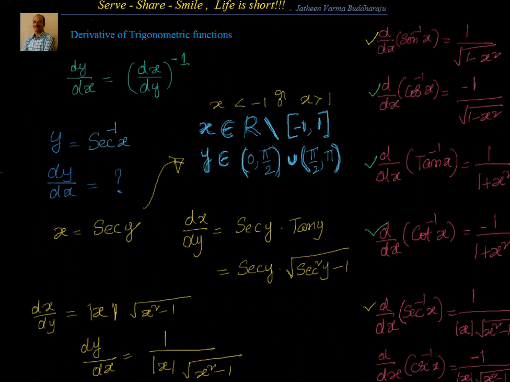Now applying the same logic as earlier, you can see very clearly that secant inverse x plus cosecant inverse x equals pi by 2 again. So cosecant inverse x equals pi by 2 minus secant inverse x, and when you apply the derivative on both sides, you will see that the derivative of cosecant inverse x is minus whatever you got for secant inverse x, that is, minus 1 by mod of x into square root of x square minus 1. That's about the derivatives of inverse trigonometric functions.